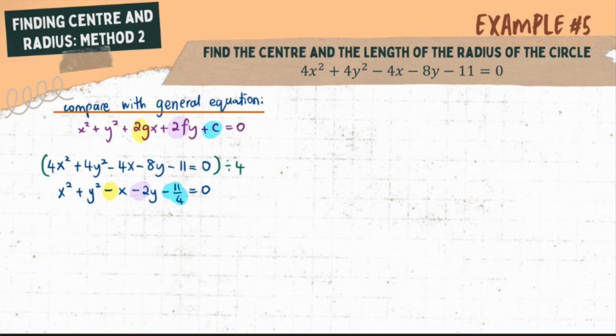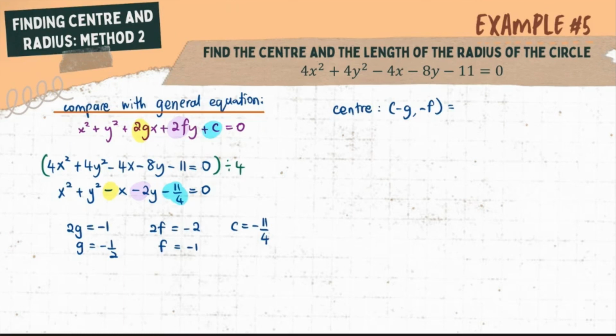Okay, so 2g is equals to negative 1, g equals to negative half, 2f equals to negative 2 and f equals to negative 1. And c is negative 11 over 4. Okay. Since our center, bila dia daripada general form ini, center kita adalah negative g, negative f. Okay, so kalau kita darabkan dengan negative here, we have 1 over 2, 1. Okay, so that is our center.